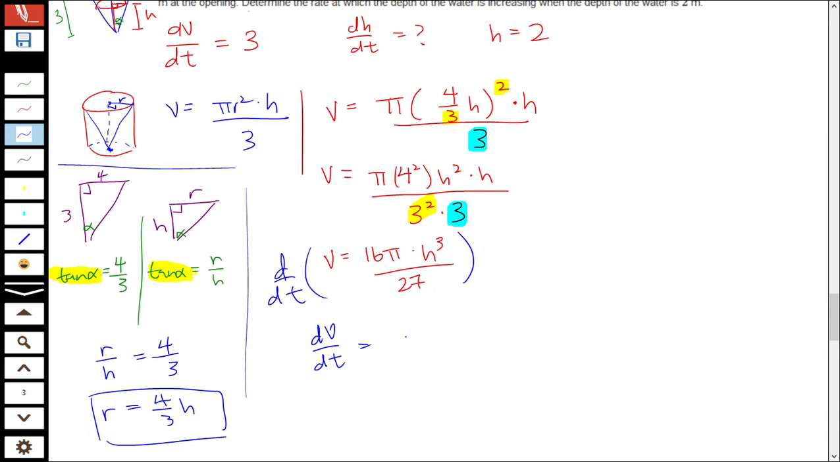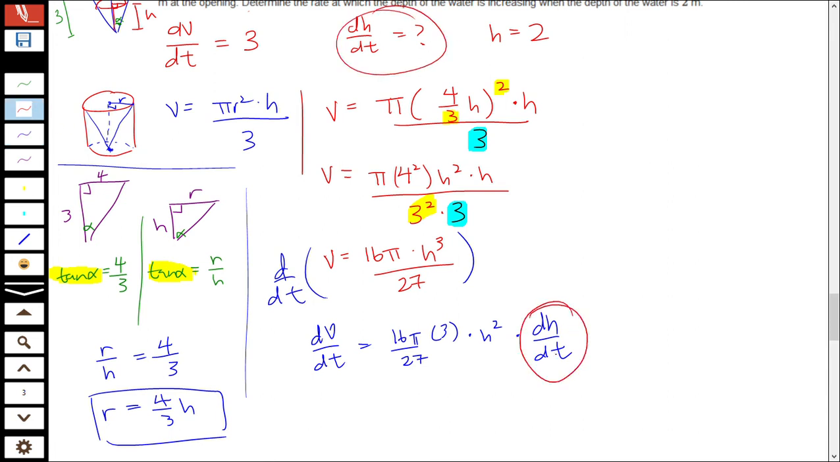So let's keep the constant, 16 pi over 27, and derive this H cubed. So bring the 3 down, and then times H squared, because we got to do minus 1. And then our last step, can't forget this because they're different variables, you got to add dH over dt. So I have derived this, and this is what we're looking for. And we have our dV over dt over here, and we have our h value. So all we have to do is just sub everything in and isolate for dH over dt.